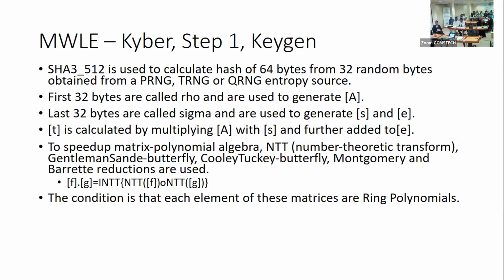So why is each element of this matrix a ring polynomial? Because at this stage, we want to use the number theoretic transform and inverse number theoretic transform to speed up our matrix multiplication. You can implement the same algorithm without doing that, but that algorithm will be very slow. So this is just to speed up.